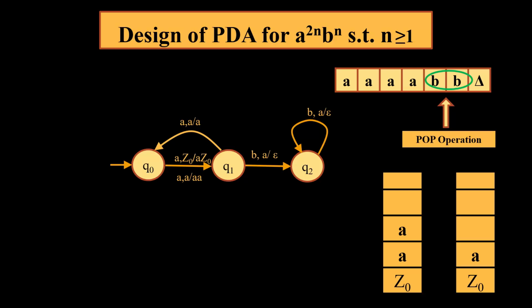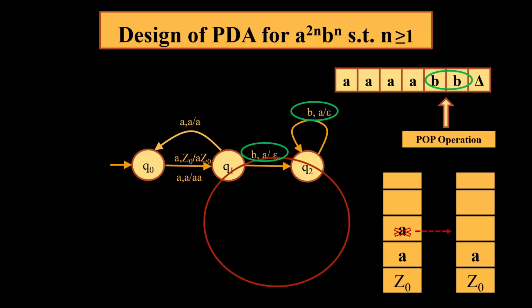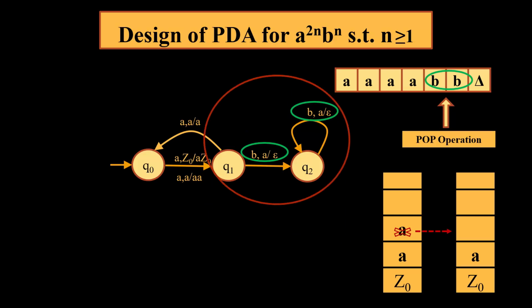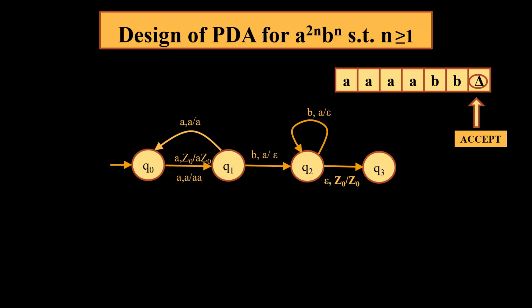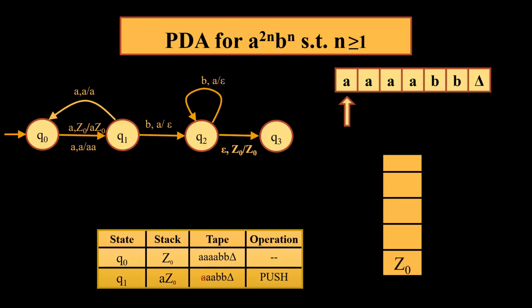Now we move to B on the tape. The moment B is read, we will perform a pop operation and a state change will take place. Corresponding to every B which is read, we will pop A from the stack. When the tape is empty, the stack should also be empty. So this is the trace for A^(2n) B^n.